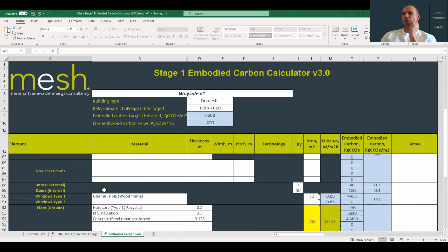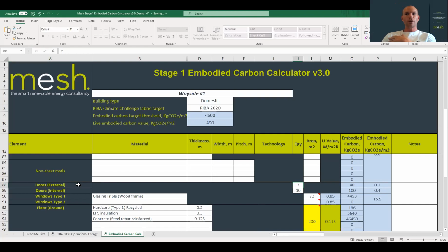So if we come down to doors, again, we've tried to keep this simple. I had people give us feedback on the first calculator and they said, oh, well, you get loads and loads of different door types. Well, you do, but actually the contribution of doors is so minuscule, you mustn't get lost in some of that tiny detail.